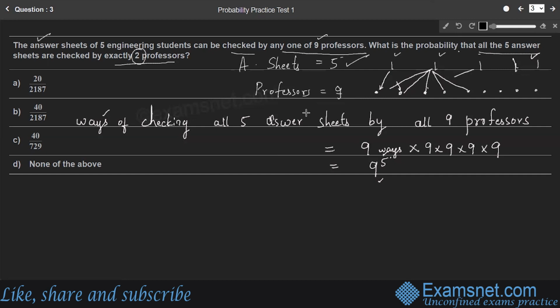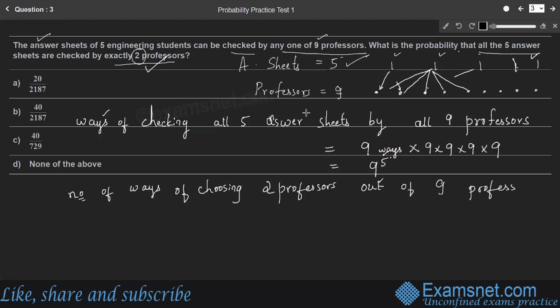So let us consider the number of ways of choosing 2 professors, because we don't need all 9 professors. Number of ways of choosing 2 professors out of 9 professors is equal to 9C2 ways. In 9C2 ways, we can choose 2 professors. That means you can choose the last 2 professors for the correction, or the ones before the last 2, or the first 2 professors, or the second and third professors. In so many ways you can choose 2 professors. The ways are 9C2.